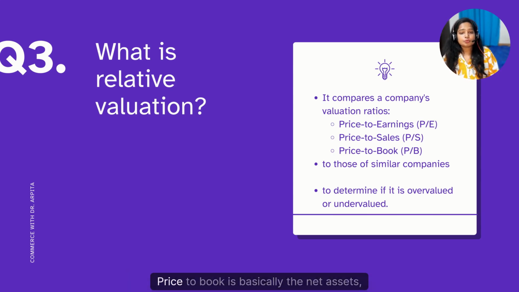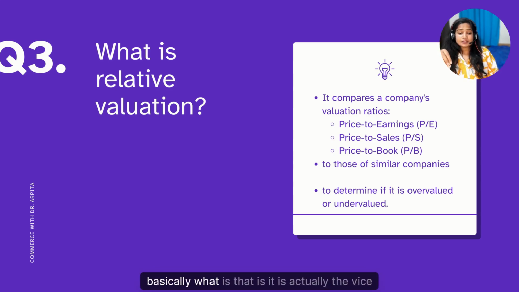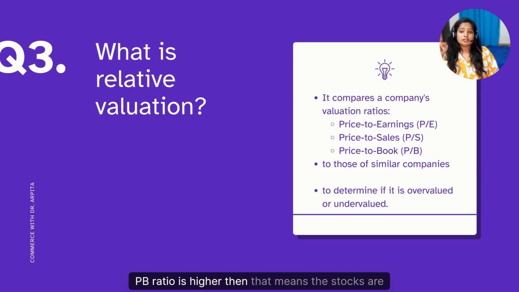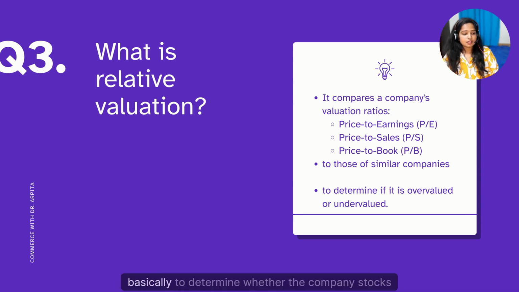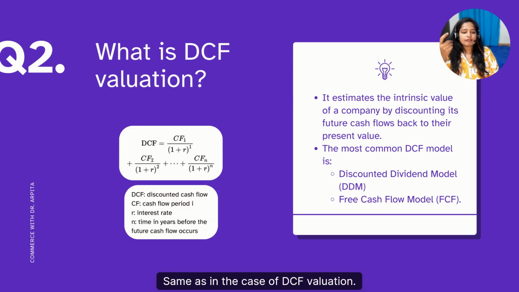Coming to price to book, it is basically based on net assets, the book value. It is actually the opposite of PE and PS. In this, if the PB ratio is lower, then the stock is undervalued. So this was all about relative valuation, basically to determine whether a company's stock is overvalued or undervalued, same as in the case of DCF valuation.